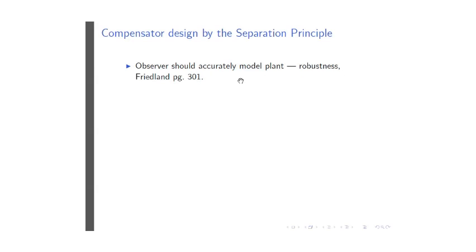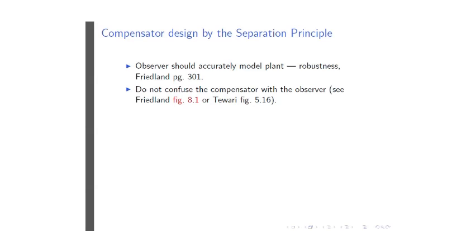So this again touches on the issue of robustness. The observer should be an accurately modeled plant. That is discussed on page 301. You can look at that. Now this is an important point, and I'd like to stress this because I'm specifically asking you this in the 2-car train assignment that you now have. Do not confuse the compensator with the observer.